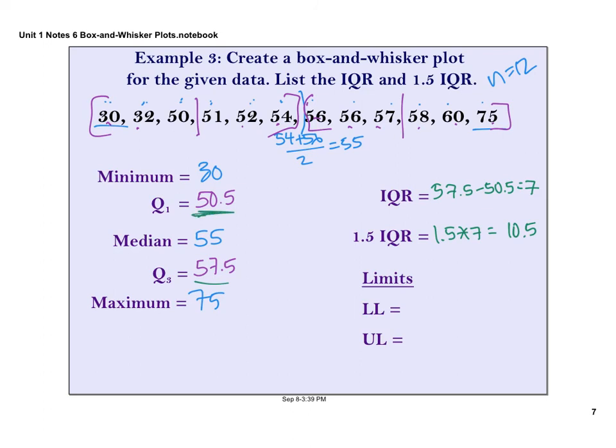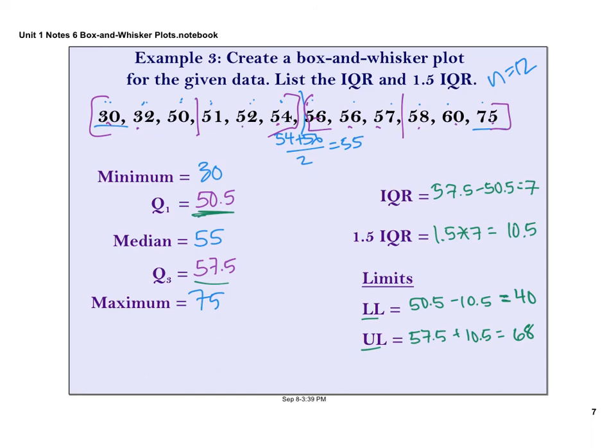So my lower limit is 50.5 minus 10.5, and that gives me 40. Ooh, that's supposed to be an equal sign. Check out that lower limit. We got some data underneath. So for the upper limit, I have 57.5 plus 10.5, and I get 68. I have some outliers here. Holy buckets, I got a handful of them.